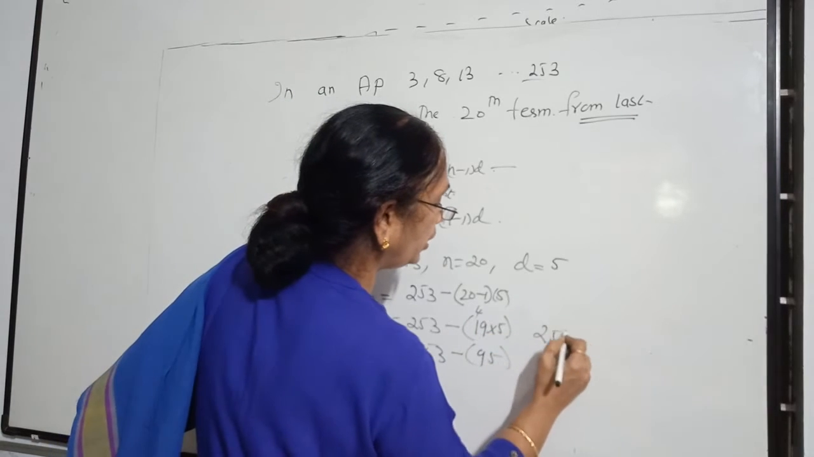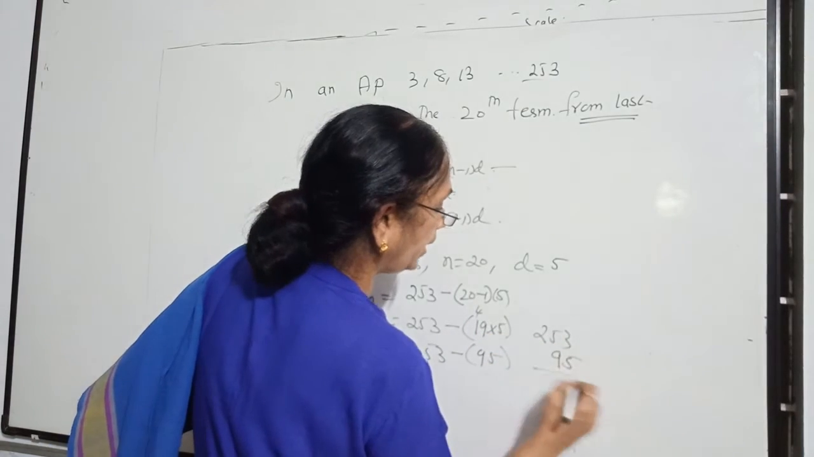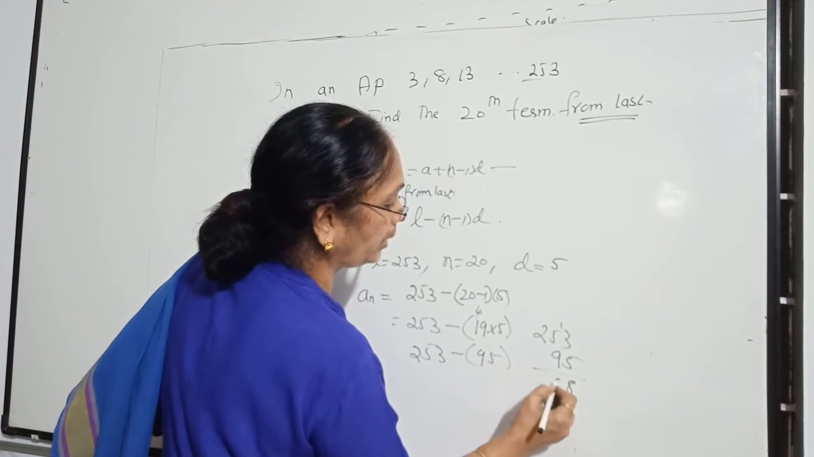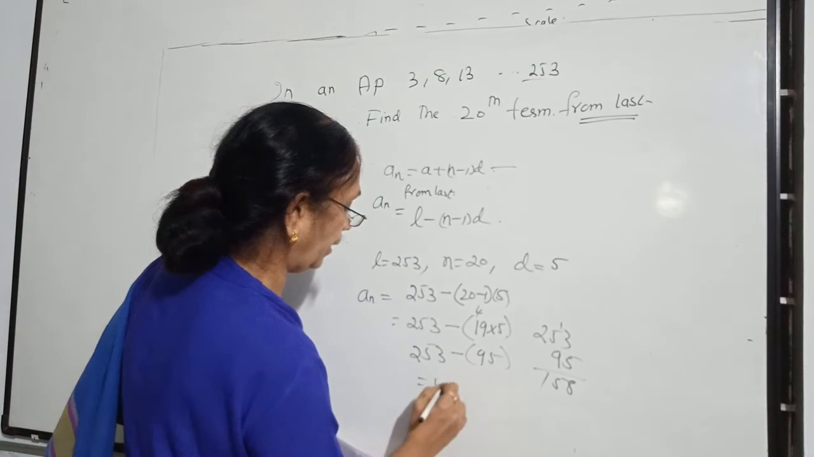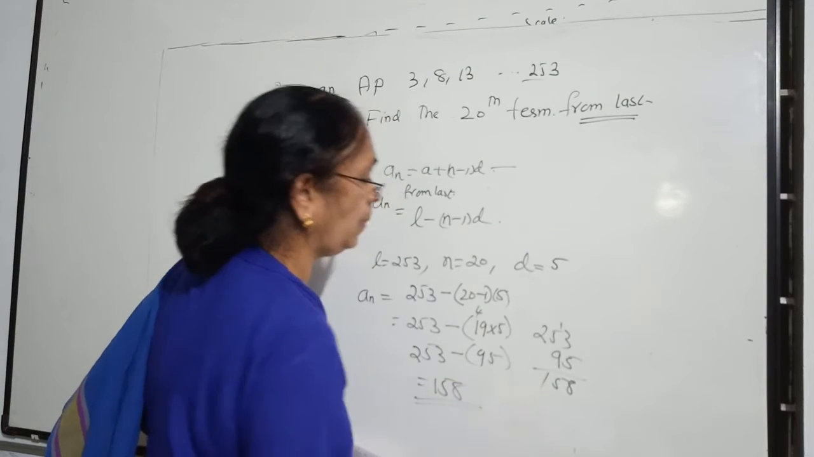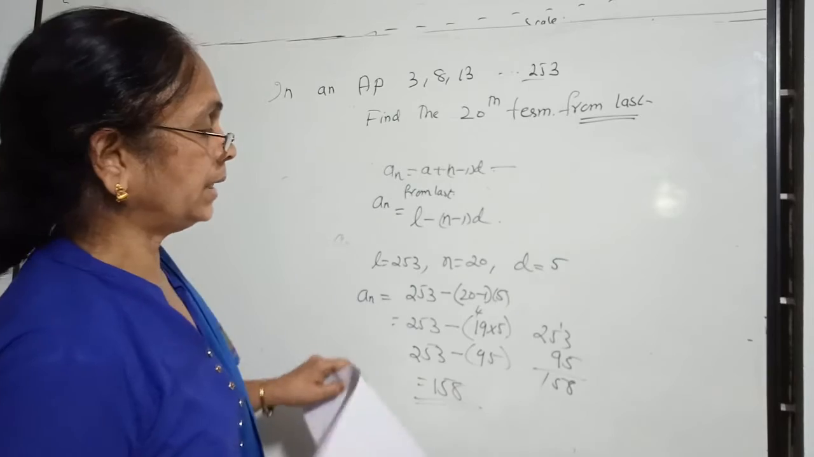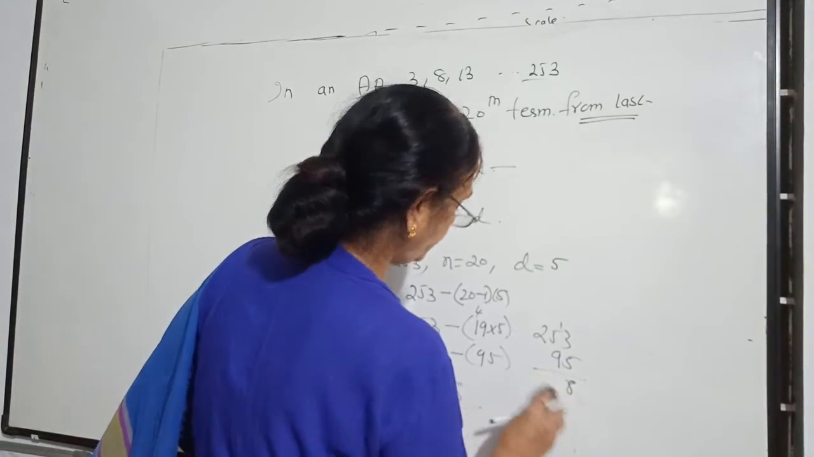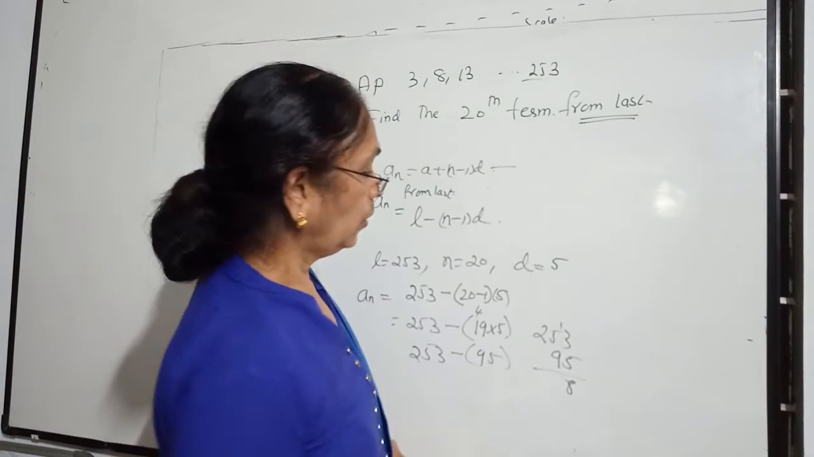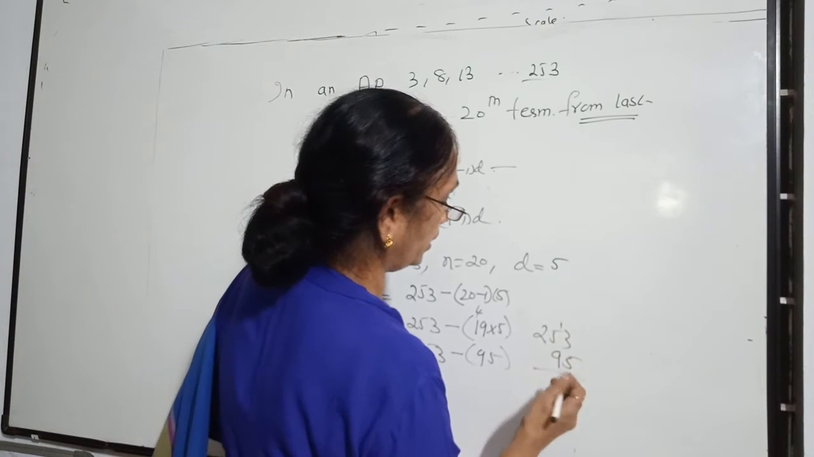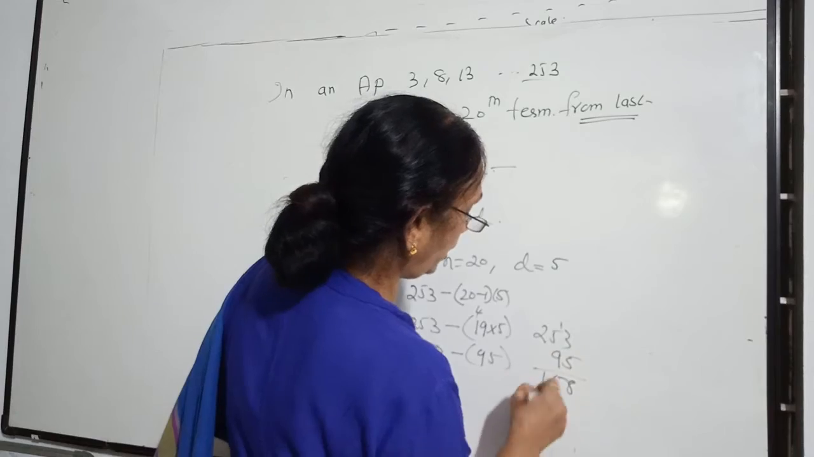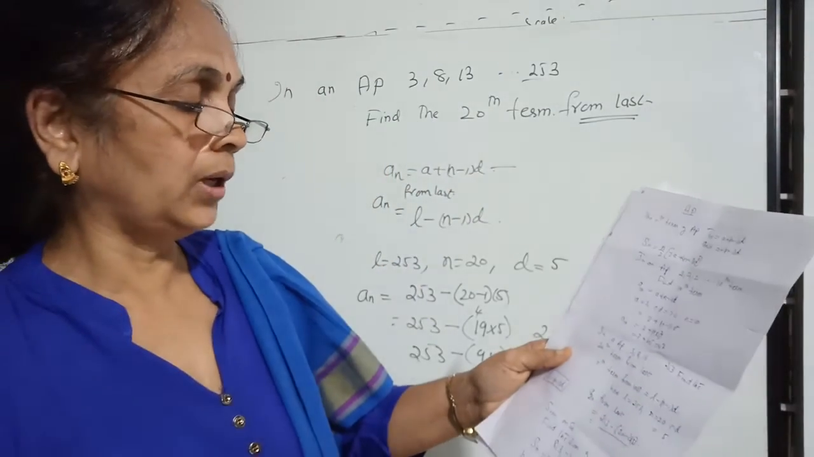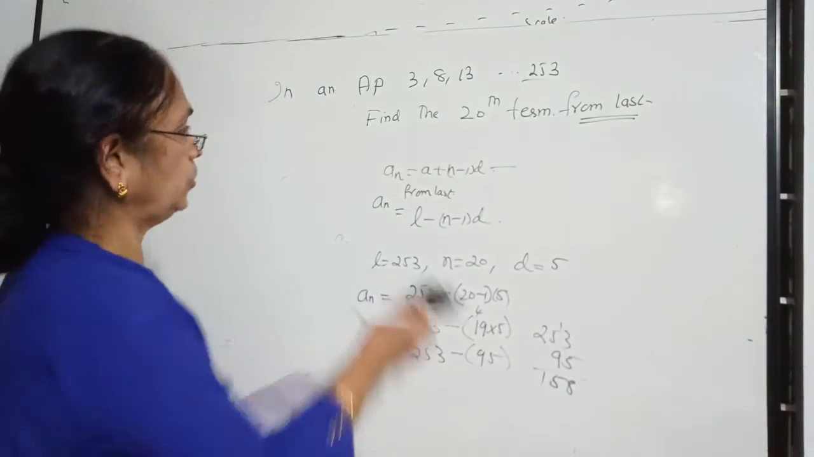Here 253 minus 95, this is 158. So the term comes up to 158. Then here 158. Now the next question is to find the sum of the terms of the AP up to 22 terms.